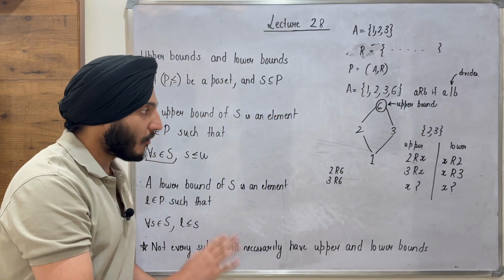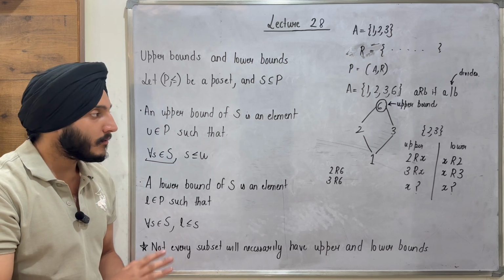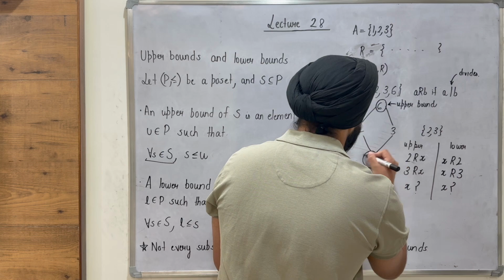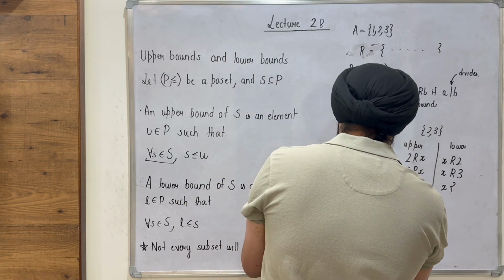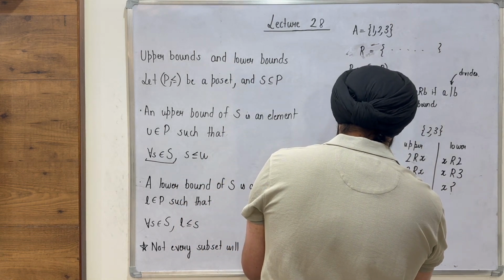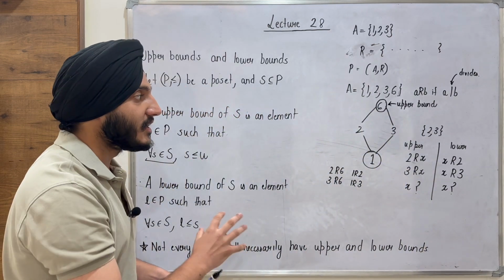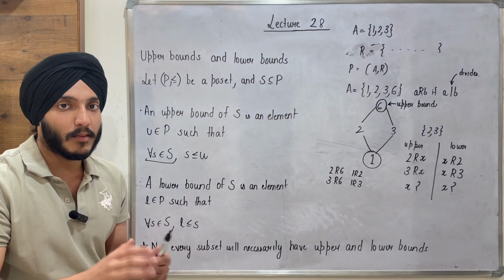So once again, you can pause this video and try to figure out, and the answer is simply going to be this value 1. Why? Because think about it, right? 1 is related to 2, 1 is related to 3 as well, right? I hope you understand the difference between what is the upper bound and lower bound.